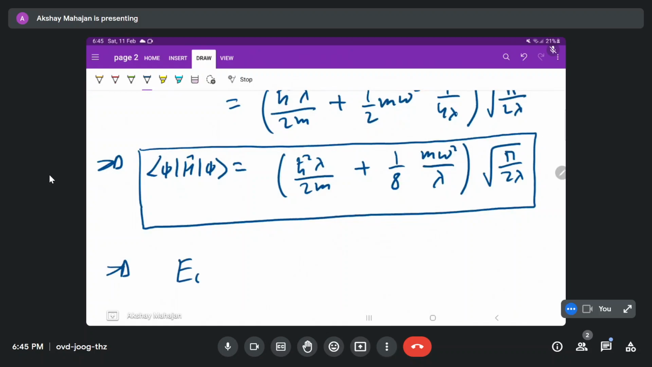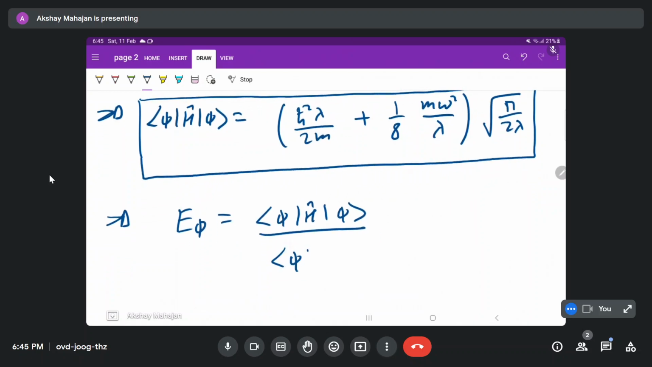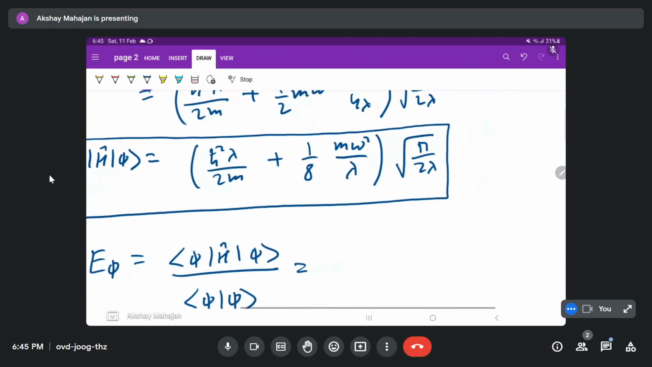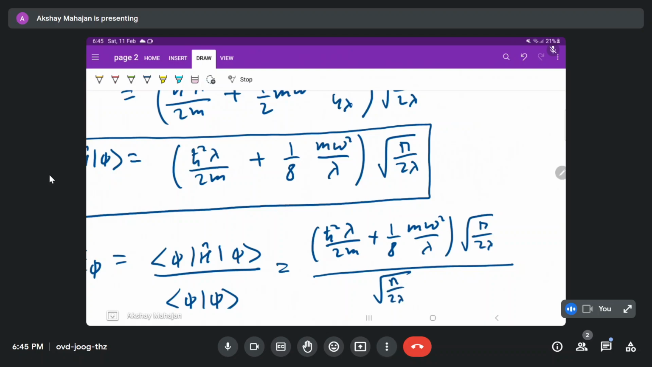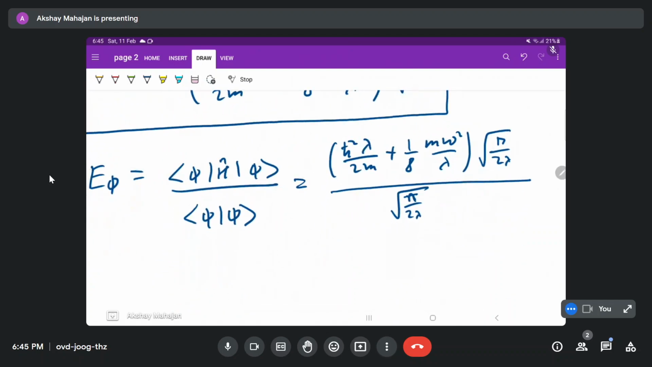So our E of phi then goes to phi H phi divided by phi phi. As you can see, we have under root pi by 2 lambda, and our phi phi was also under root pi by 2 lambda. That's why I took out those things common. And E phi finally we have h cross square lambda divided by 2m plus 1 by 8 m omega square by lambda.